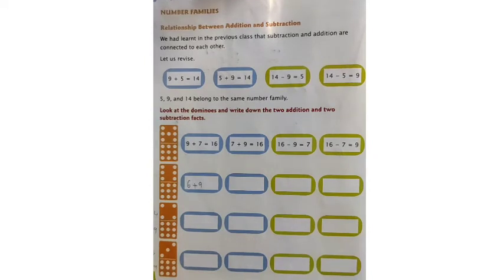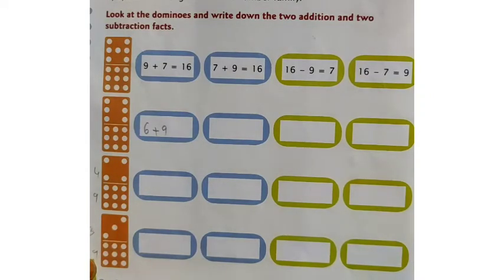A new concept, that is number families, and let us know the relationship between addition and subtraction. Here in this, addition and subtraction are quite opposite to each other. Here we are getting two addition and two subtraction facts, children. Whenever you are writing the subtraction fact, remember that you have to start always with the big number. So here in this page, the first heading we have is: look at the dominoes and write down the two addition and two subtraction facts.